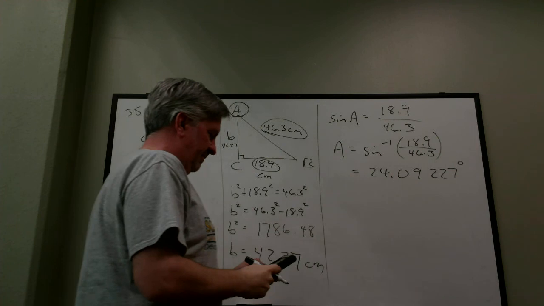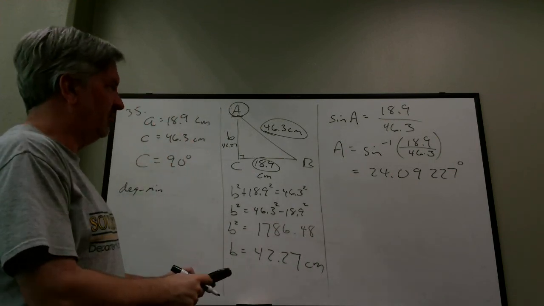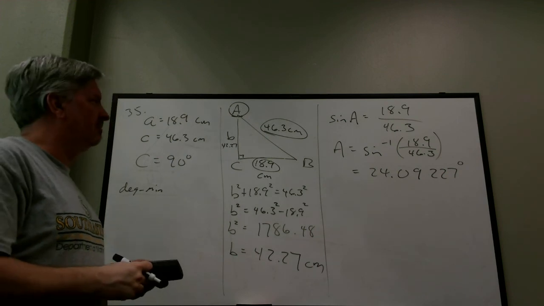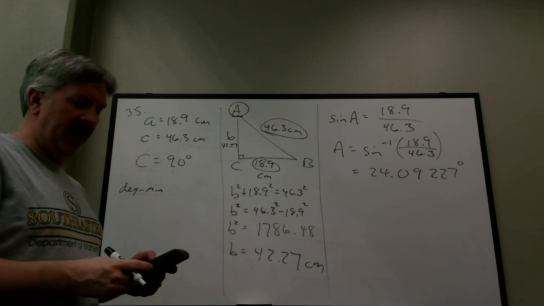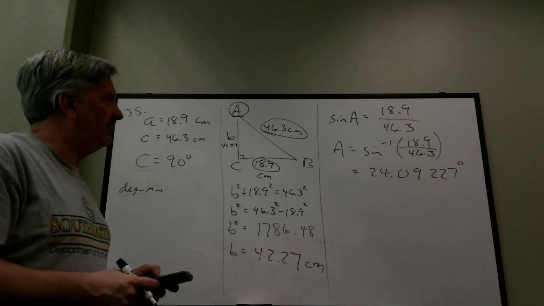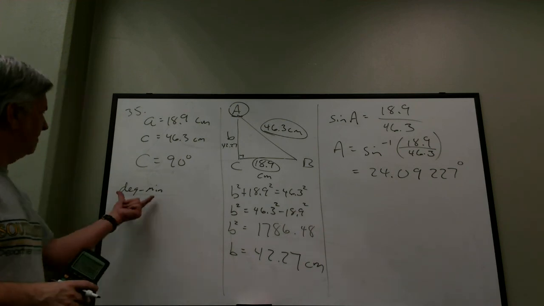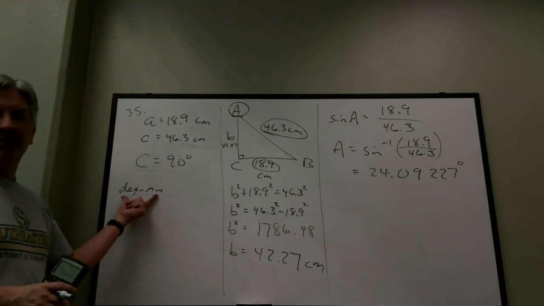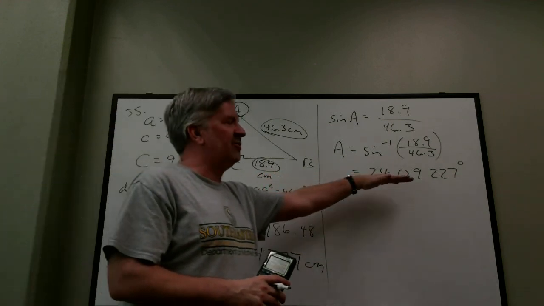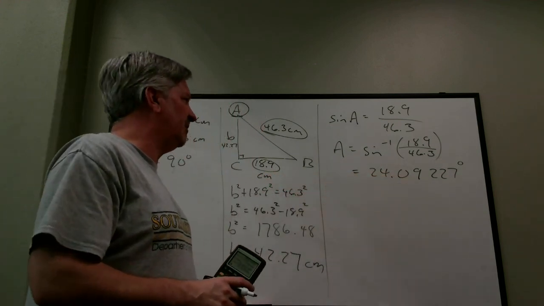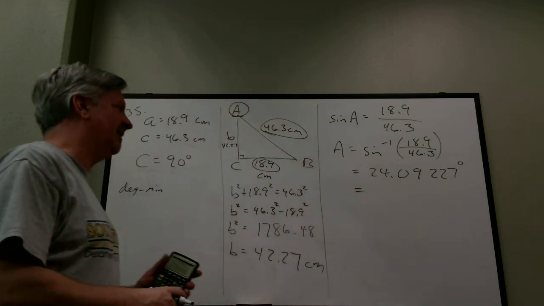Now, I wrote a whole bunch of decimals on purpose. I got 24.09227256, and I rounded to 5 places. Is that the answer they want here? Don't forget, the instruction said give the angles in degrees and minutes, so they want us to round to the nearest minute. This is not the answer they want. You have to follow the instructions. So we need to convert this to degrees and minutes. Sorry, degrees and minutes, not seconds.